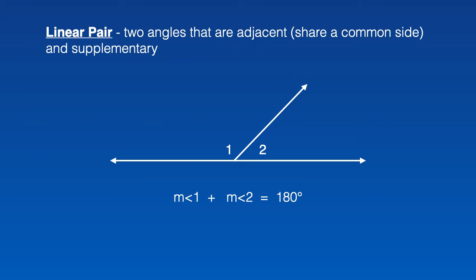An easier way to think about them is that a linear pair is two angles that are next to each other that form a straight line. All right, so if you look at the diagram on the screen, a linear pair is two angles next to each other that together form a straight line, and a straight line is always 180 degrees.